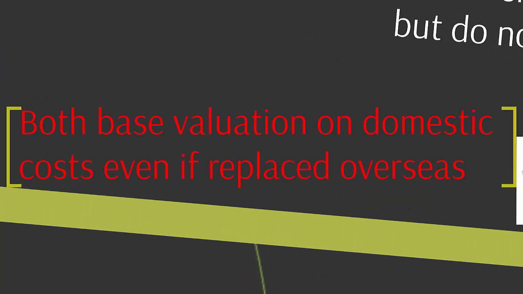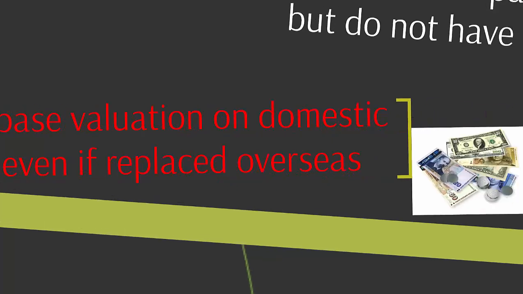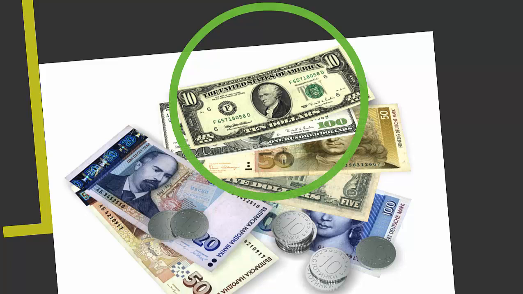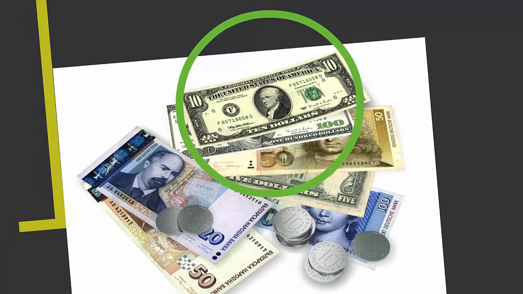Both of these endorsements base the valuation of the property on the domestic costs, even if they're replaced overseas. In other words, they'll base it on the US dollar, even if the insured has to spend foreign currency in order to replace the goods, which might mean that insured is underinsured. In some cases, these endorsements might be too limited.